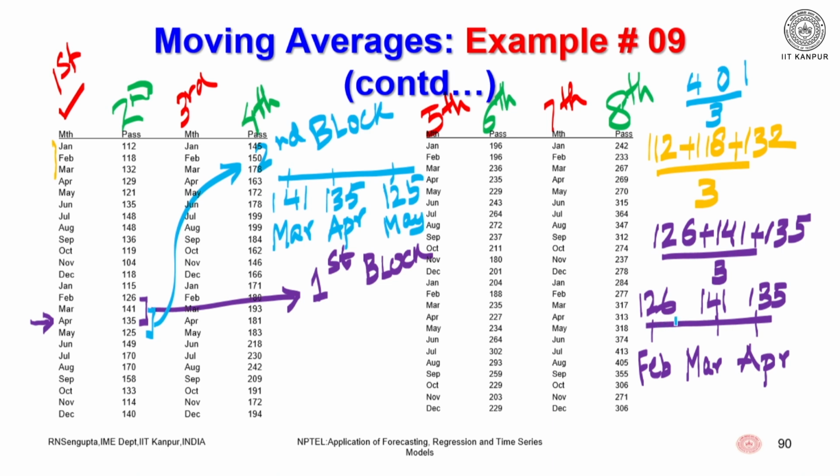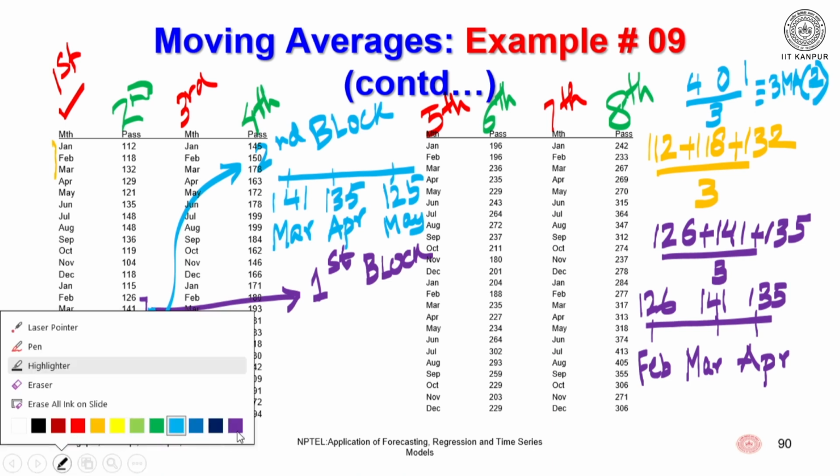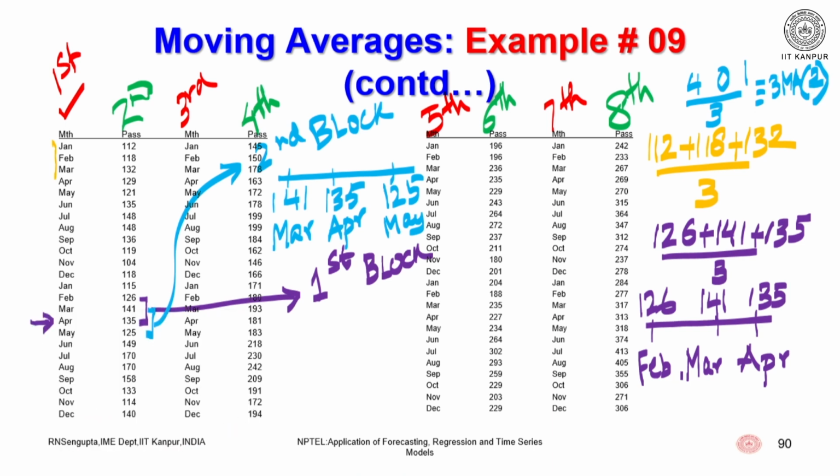Similarly, for the first block, this would basically correspond to 3MA1. Similarly, if I have the first block, which I should have done earlier, but I will do it. The sum comes to 402 by 3, which will basically be the 3-month moving average block 1.